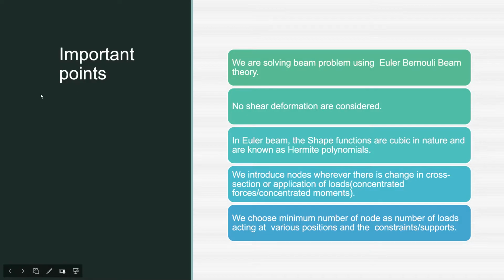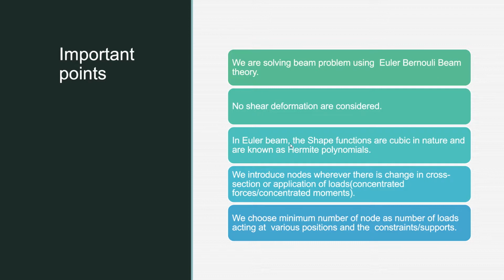Some important points when we are going to solve this problem. We have some theoretical background. We are solving the beam problem using the concept of Euler-Bernoulli beam theory. Next we will solve this beam with Timoshenko beam theory. In Timoshenko beam theory we consider the shear deformation, but in Euler-Bernoulli beam theory no shear deformation is considered.